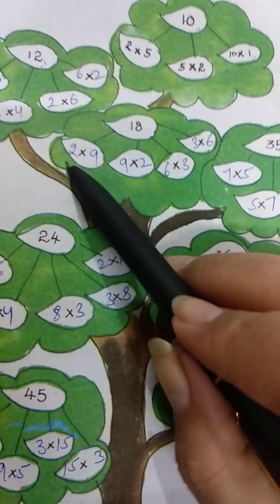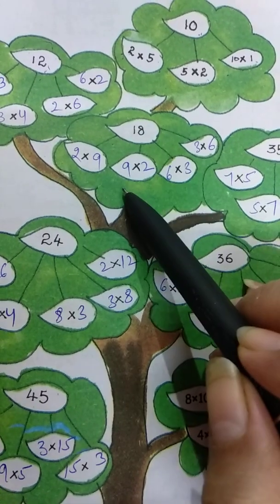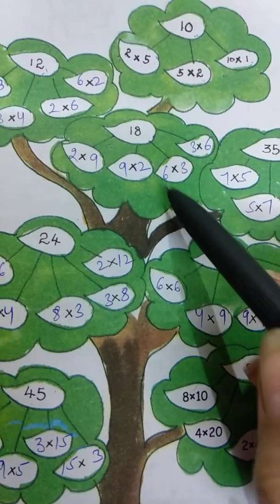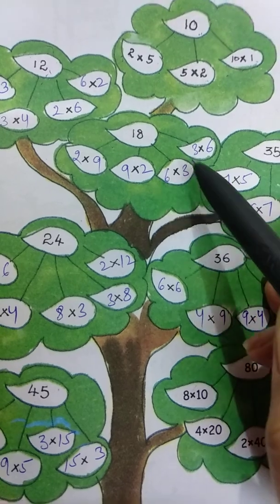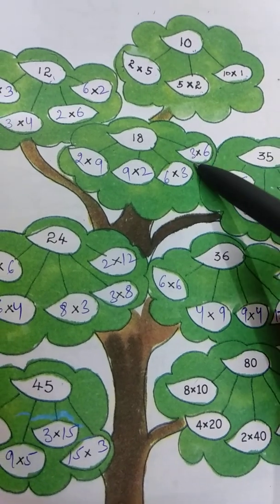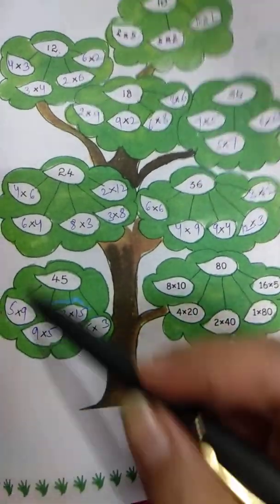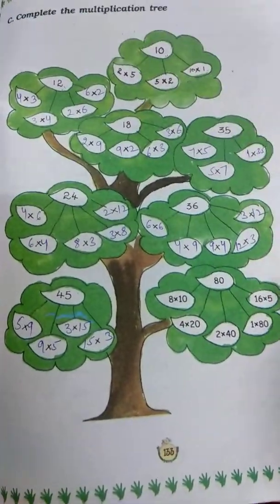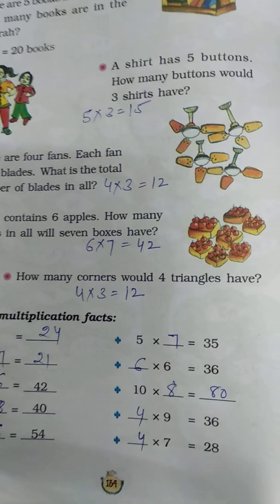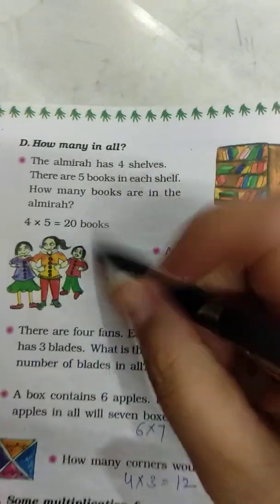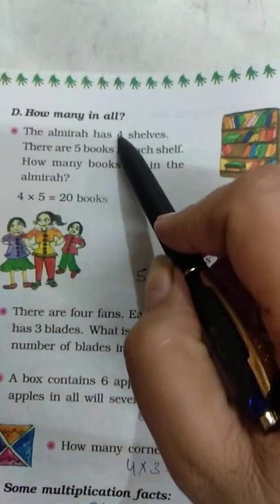Similarly 18, 2 9s are 18, 9 2s are 18. 6 की टेबल, 6 3s are 18, or 3 6s are 18. So in the same manner you have to complete this multiplication tree. Now come to the next page, page number 134. See, how many in all?